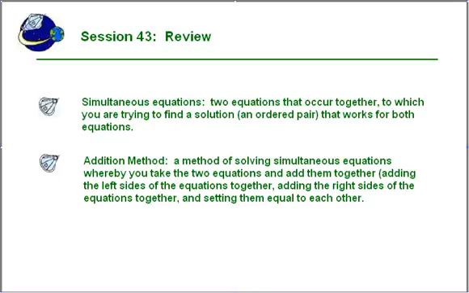Quickly then, as a review, simultaneous equations are two equations that occur together, to which you are trying to find the solution, an ordered pair that works for both equations. The particular method for solving simultaneous equations that we addressed in this lesson was called the addition method. That's just simply a method of solving simultaneous equations whereby you take the two equations and add them together. You take the left sides of the two equations and add them together, you take the right sides of the equations and add them together, and then set them equal to each other and start solving based upon the variable that's left. So that's simultaneous equations using the addition method to solve those equations.